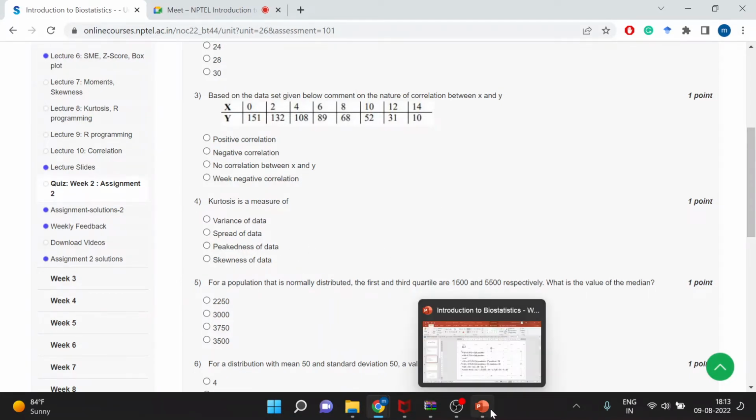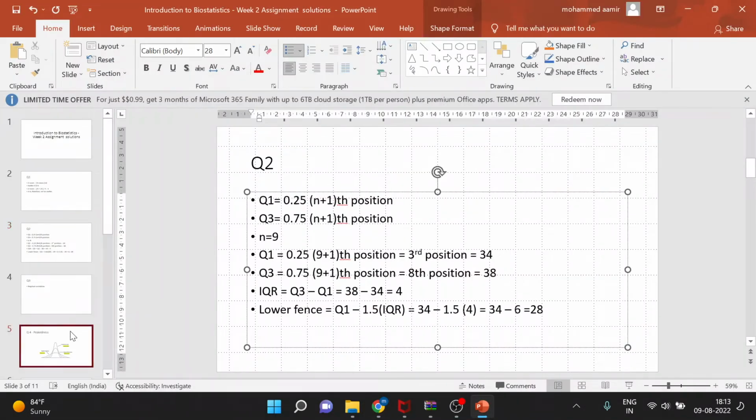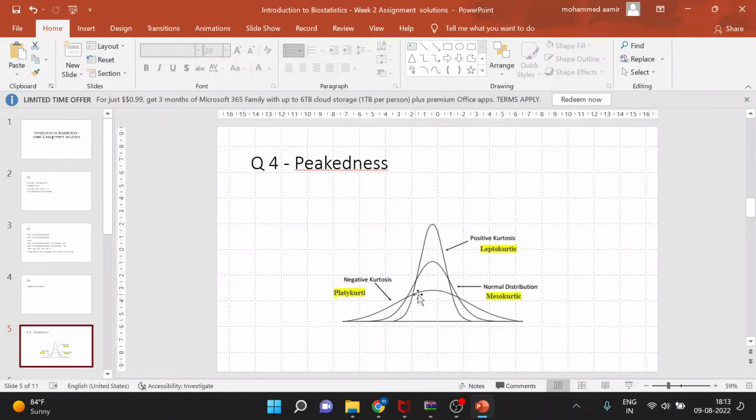For example, what I mean by peakedness is this. As your data becomes more and more peaked, your kurtosis increases. So this has a low kurtosis, a little higher, and this is very high, positive kurtosis. The more peaked a data set is with narrower tails, for example, this has a very narrow tail but a very prominent peak, so that has a high kurtosis value. It's basically the third moment.